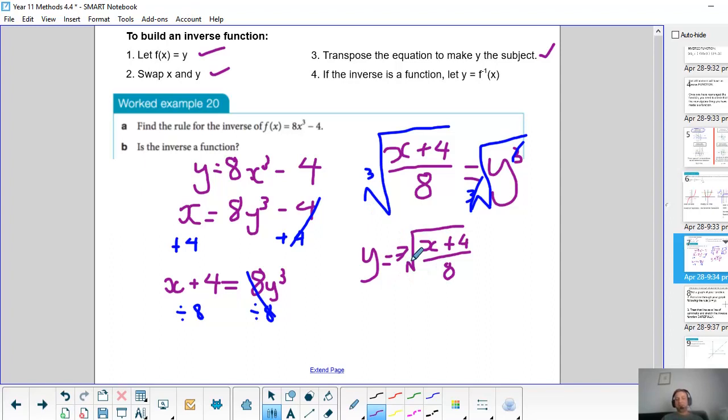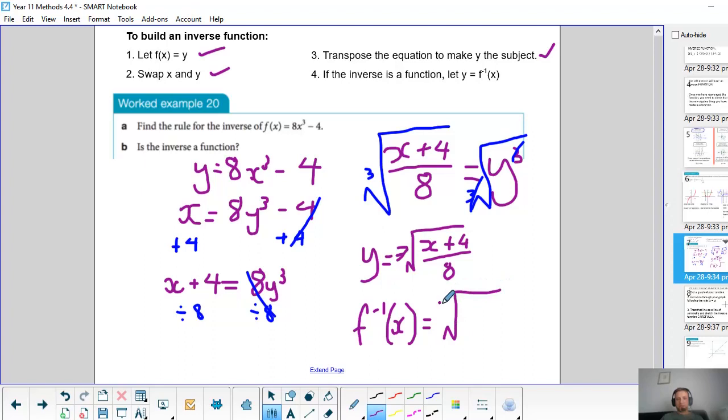So cube roots don't have two answers in the same way that square roots do. If we had a square root here, we might be in trouble. But cube roots are nice. It's going to make it a function for us. So we're now going to just answer B by rewriting the relation in function notation. We're going to call it the f minus 1 of x. This is how we denote we've found an inverse, the power of minus 1.